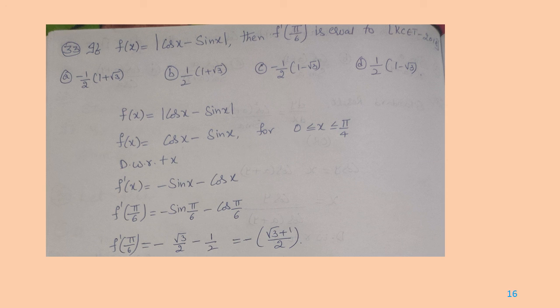Now substituting x equal to pi by 6, it will become minus sin pi by 6 minus cos pi by 6. Sin pi by 6 is 1 by 2 and cos pi by 6 is root 3 by 2. So if you take minus outside, it will be minus root 3 plus 1 by 2, which is option A.